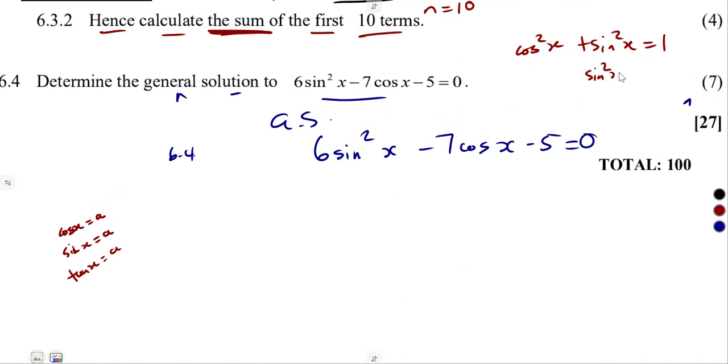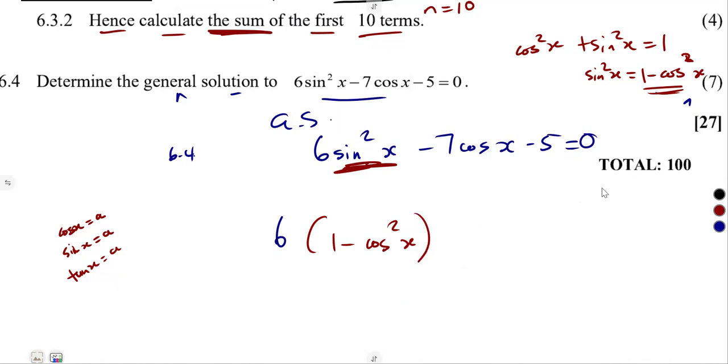Sine squared of x is equal to, take this to the other side, 1 minus cos squared of x. This represents sine squared. So in place of the sine squared, we are going to substitute with its equivalent, 1 minus cos squared of x. This is already in terms of a cos, so there's no need for you to change it. It's going to stay as it is.